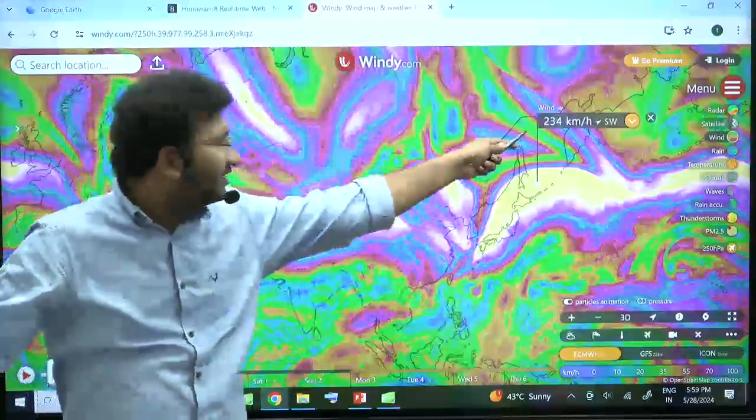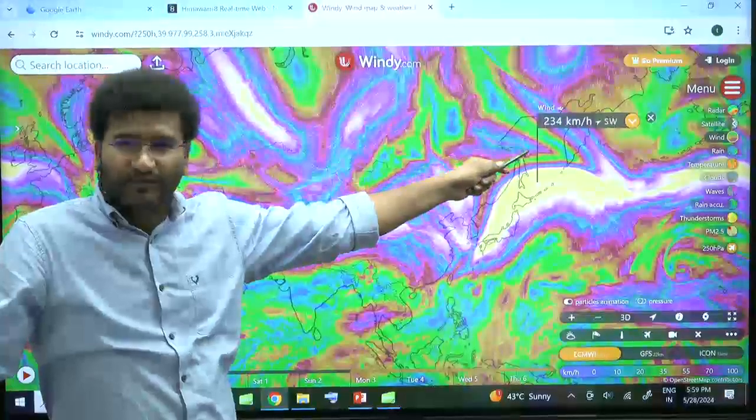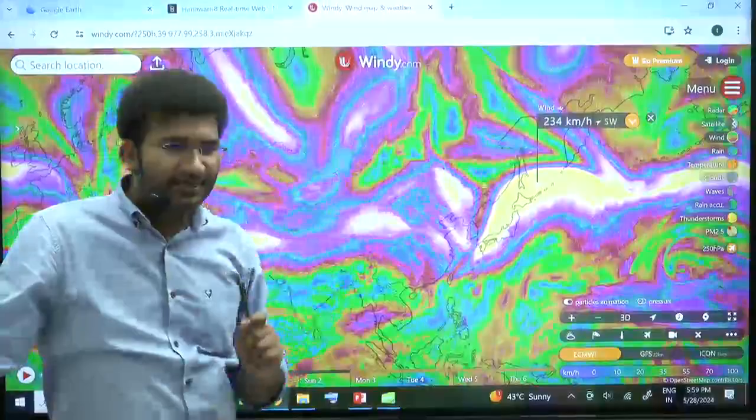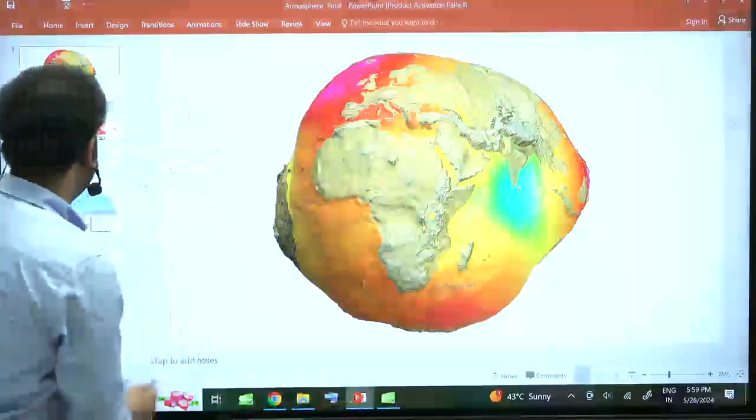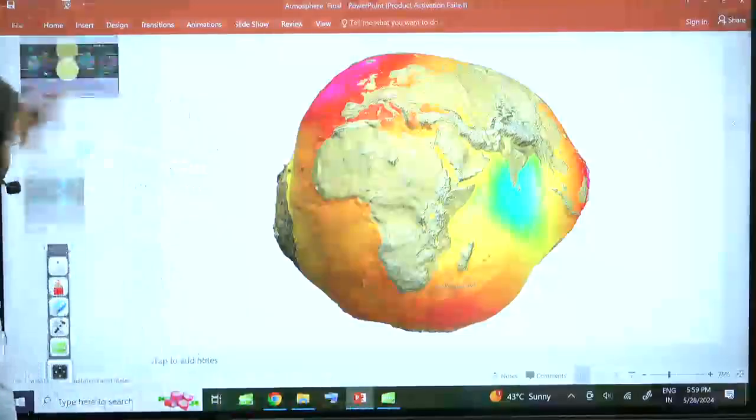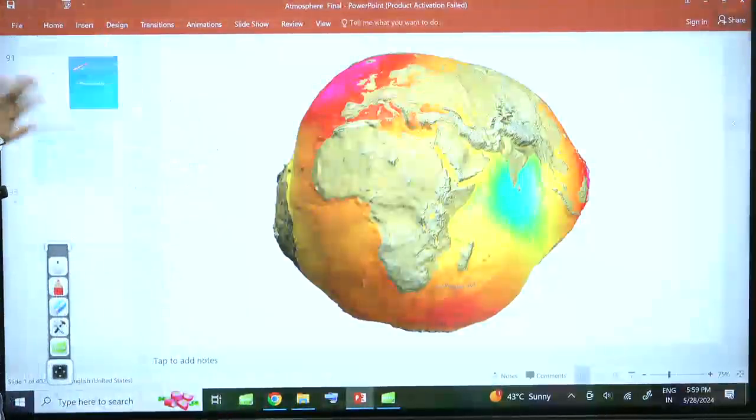And look at the speeds here. 234 kilometers, 235. This is the jet stream, a three-dimensional wind. In simple terms, three-dimensional means you need to imagine it like this. Like a pipe. Literally, in and around the earth there are a few pipes.